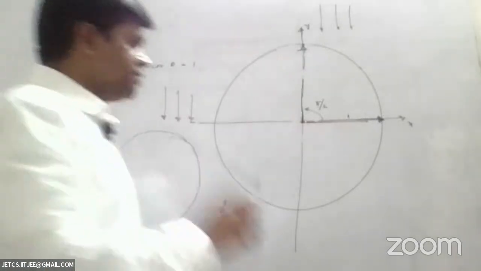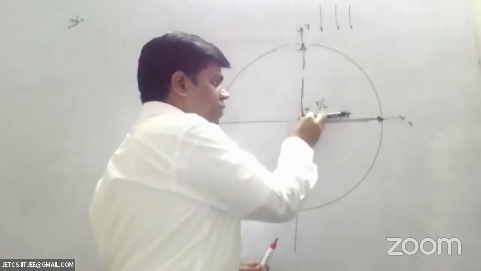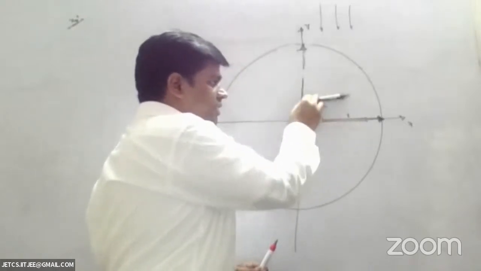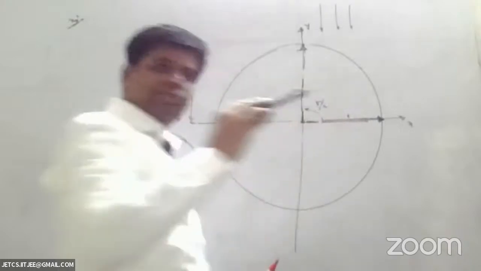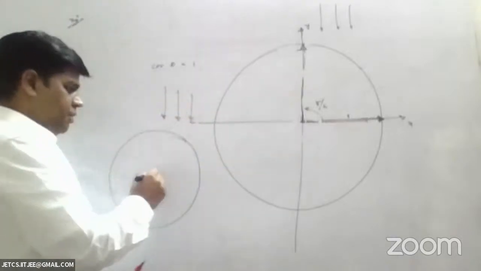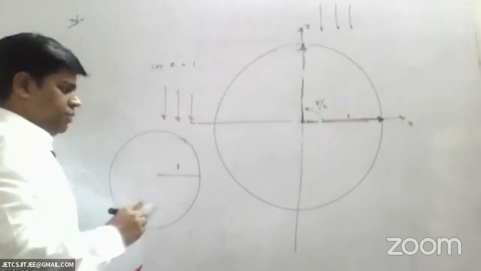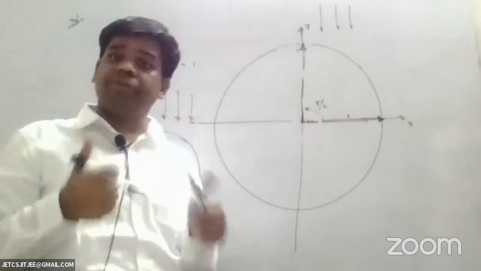See, the length of the shadow is 1 because as I rotate this one, when it becomes horizontal, the shadow is equal to the length of the marker. What is the length of the marker? 1 unit. So the shadow is also 1 unit. I hope it's clear now to everyone.